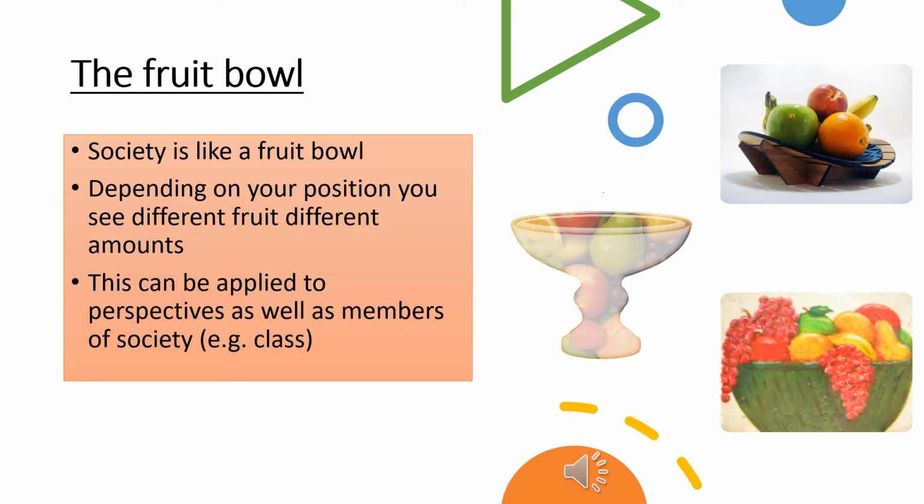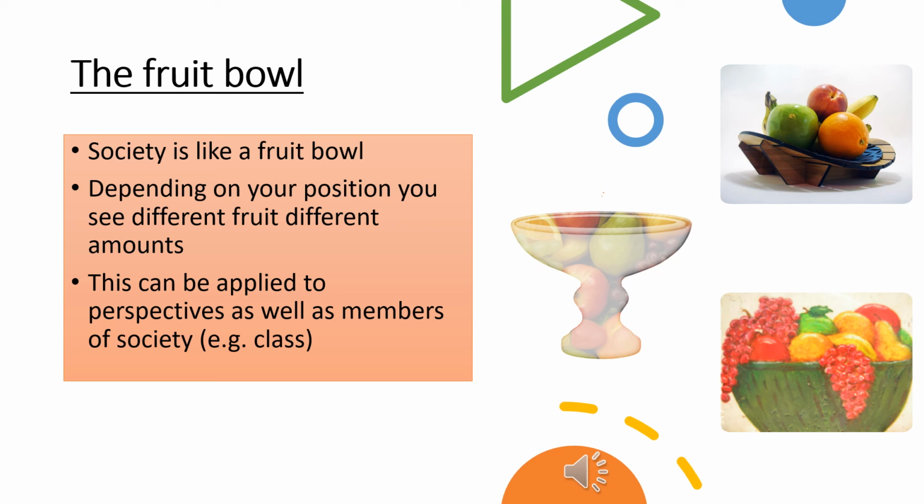The last analogy I'm going to leave you with is the one of the fruit bowl. And this is the idea that society is a bit like a fruit bowl when it comes to perspectives and maybe research. So depending on your position, when you look at a fruit bowl, you'll see different fruits and different amounts of fruit, and you might see them in a different order, as it were, or a different importance.